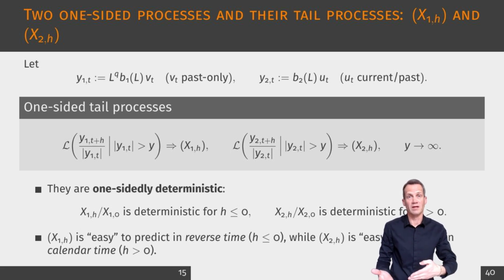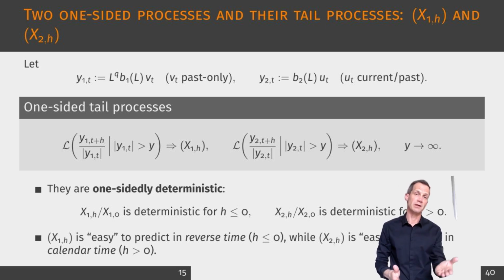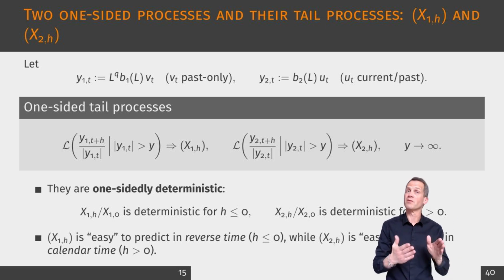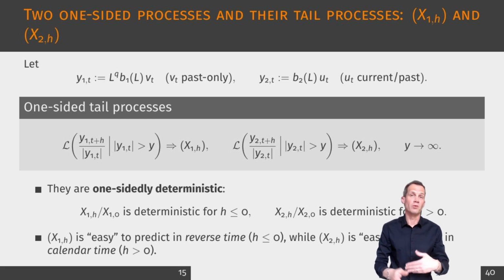The important punchline is determinism on one side only. For the past-only component, the normalized tail path is deterministic for negative maturities, while for the future-driven component, it is deterministic for positive maturities. So one-sided extremes are easy to predict in the direction where the component is driven. y1t is predictable in reverse time, y2t is predictable forward. This sets up the mixture view of a global extreme episode as mostly past-driven or mostly future-driven.